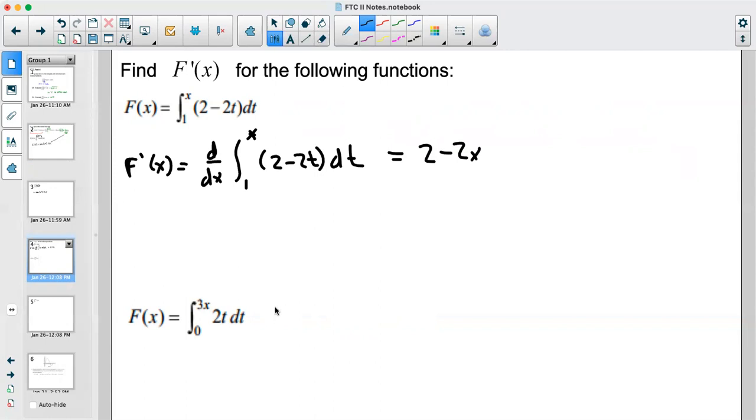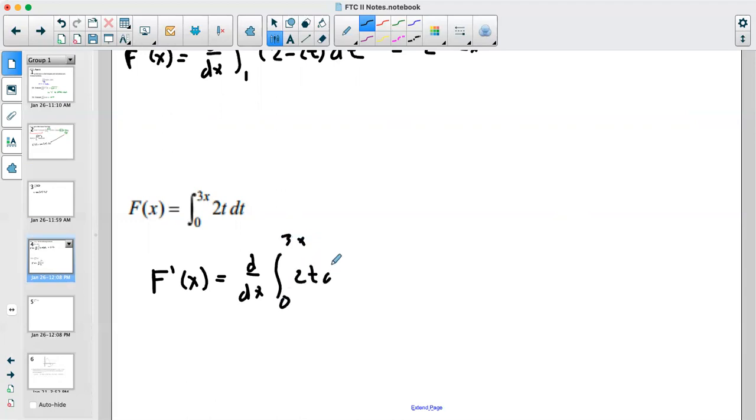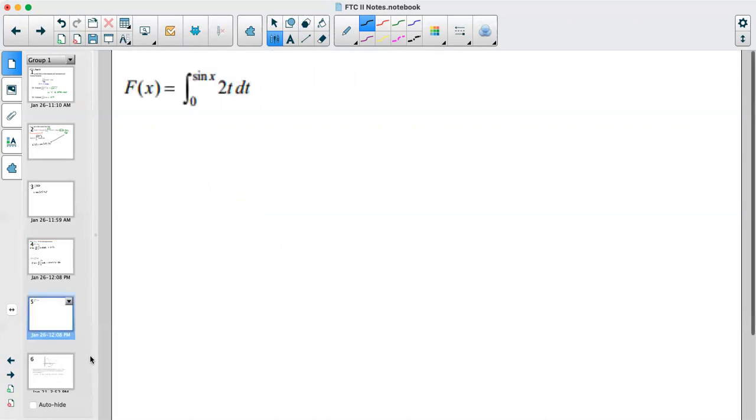Same situation here. Again, find f prime of x. That is the derivative with respect to x of this integral, which is a function, 2t dt. So I plug the 3x in here for t, so I get 2 times 3x, and then times the derivative of this thing, which is no longer 1, it's 3. And this whole thing is actually 18x. 2 times 3 is 6, times 3x is 18x. So that's it. Second fundamental theorem of calculus. Nailed it.